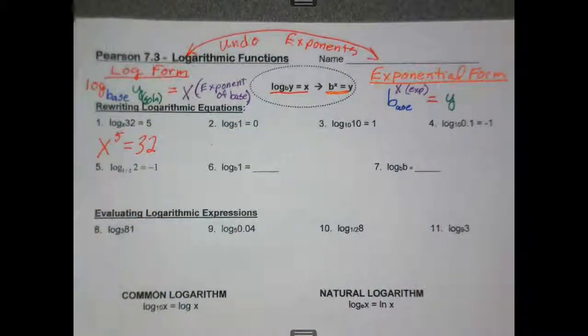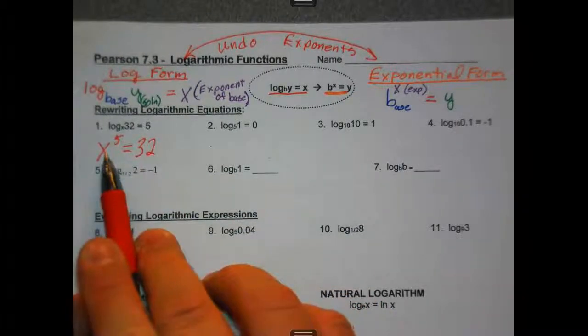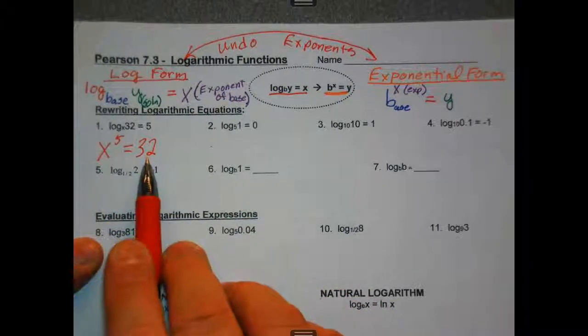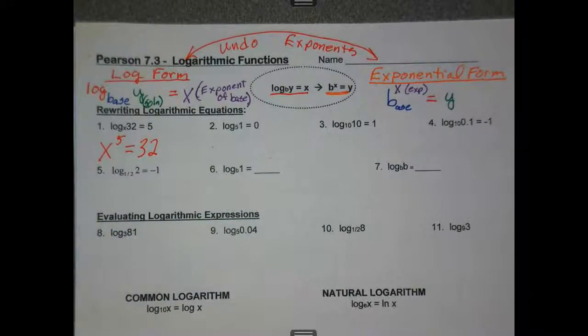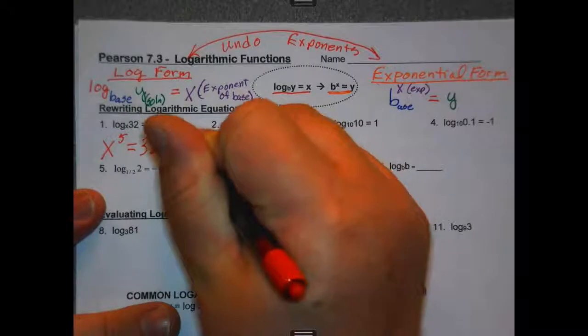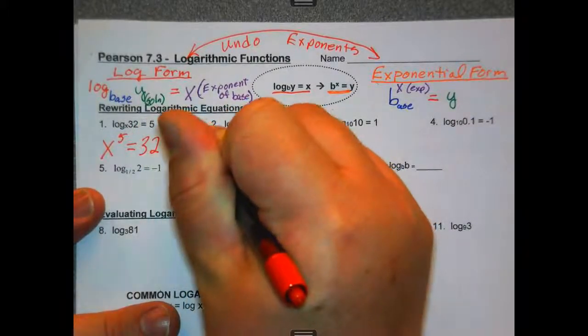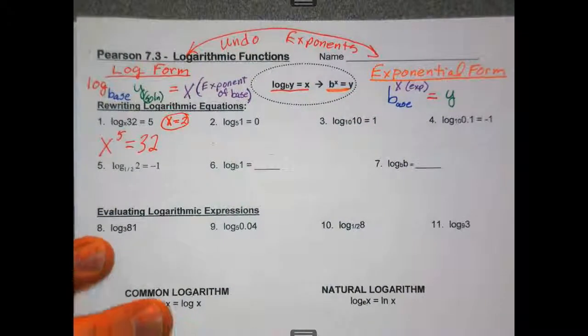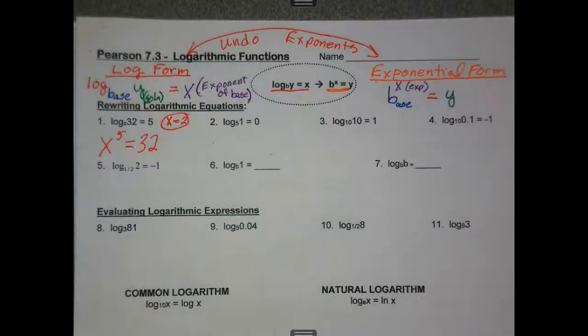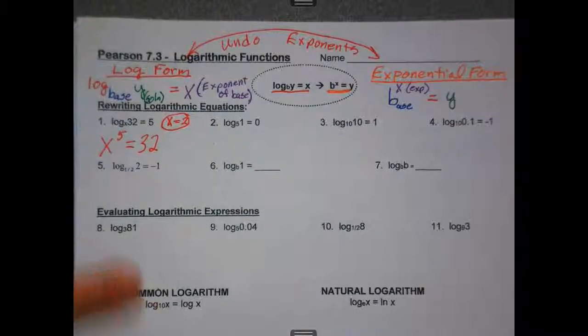Now, just for the heck of it, does anybody know what x equals here? What number raised to the 5th equals 32? 2. Who said that? Way to go, Nate. Well, I'll tell you what, let's keep going on and see if you can catch the pattern.